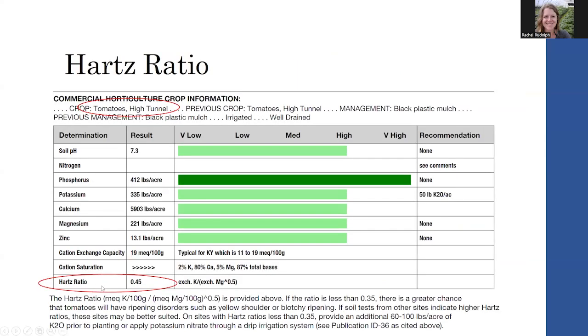So here is the Hart's ratio. In this case, it's 0.45, right? If the ratio is less than 0.35, there is a greater chance that tomatoes will have ripening disorders such as yellow shoulder or blotchy ripening. At 0.45, this person should be good, but they should maintain monitoring to ensure that the magnesium and the potassium do not become out of balance.